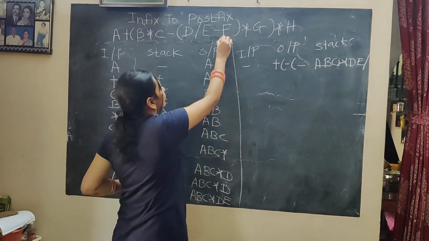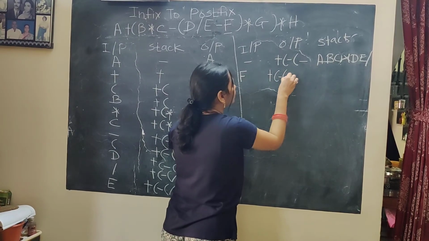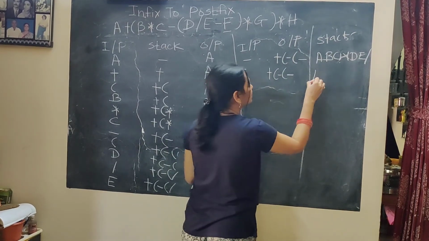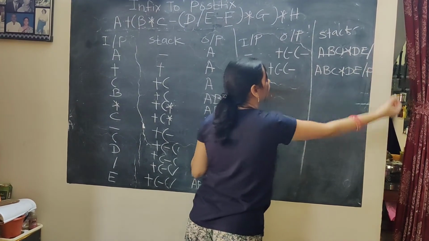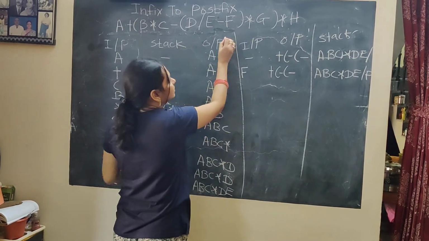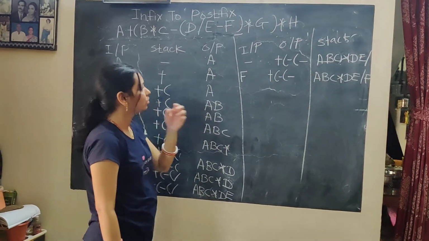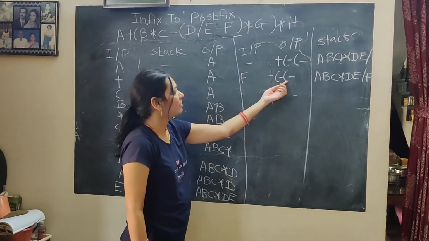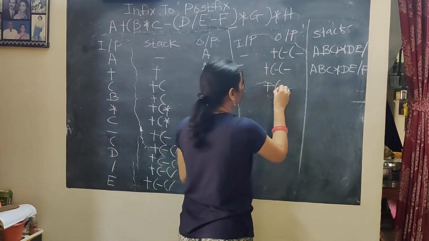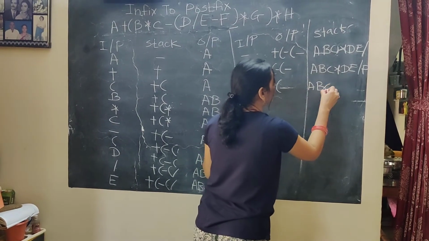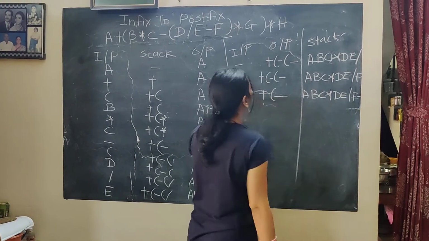Next is what? Next is F. F is again an operand. So our output becomes A, B, C into D, E slash F. Now the next one is the closing parenthesis. So as it is the closing parenthesis, according to the rule, whatever operator we are having will be moved to the output. So we will have A B C into D E slash F minus.